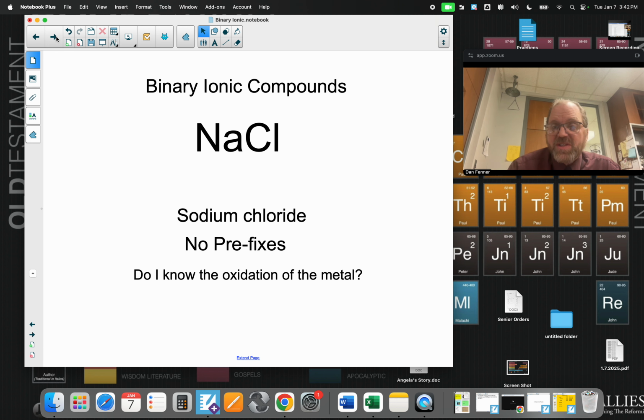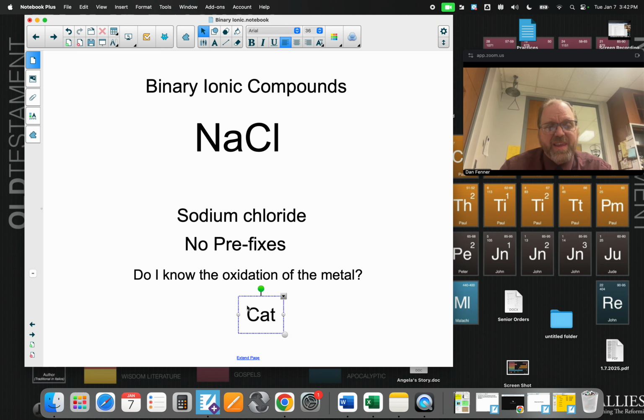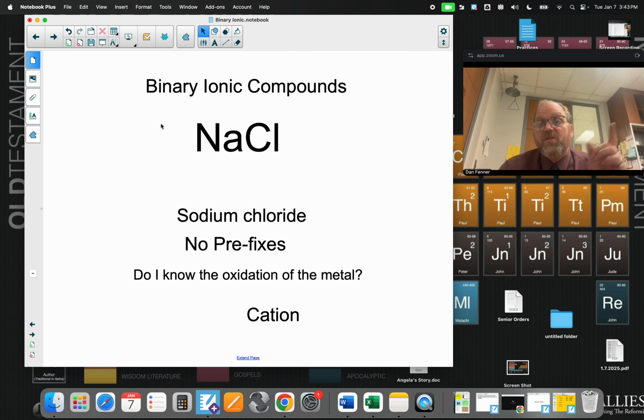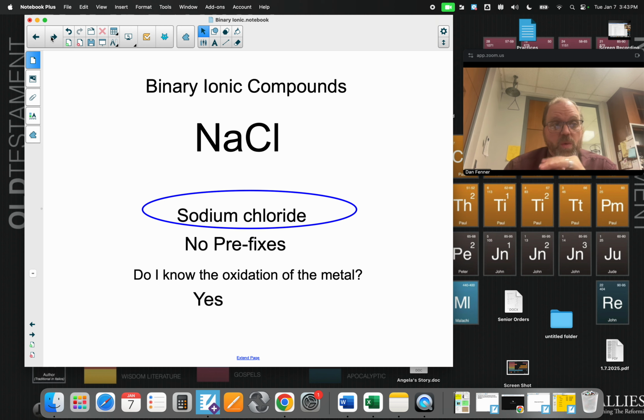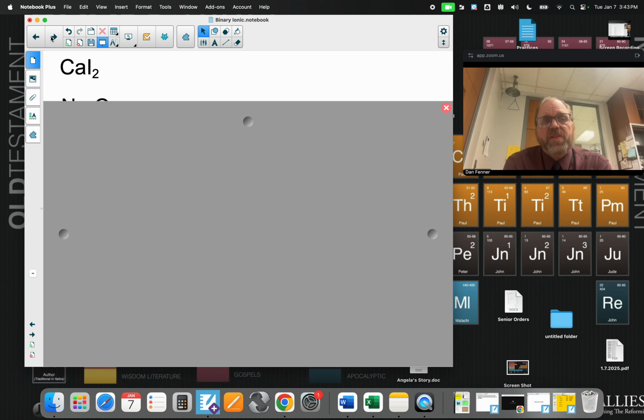Okay, but we have to ask ourselves a question. Do we know the oxidation of the metal, or more specifically, oxidation of the cation? Remember, that's a positively charged ion that we have there. That would be that sodium. Do we know the oxidation of sodium? If you remember the periodic chart, it's an alkali metal. That means it's +1. So therefore, the answer is yes. Sodium chloride, we're done. All right, so let's take a look at these.